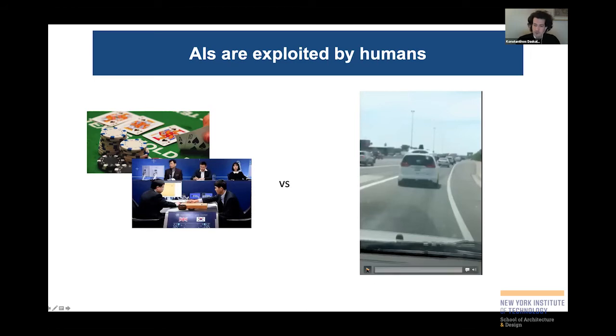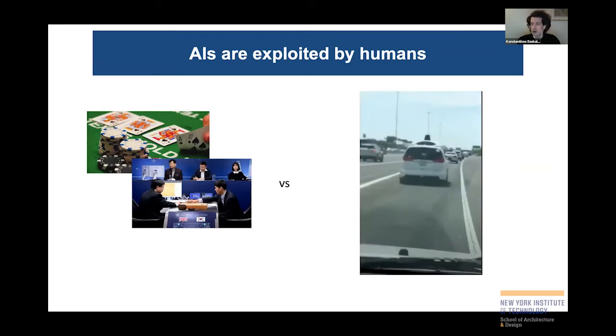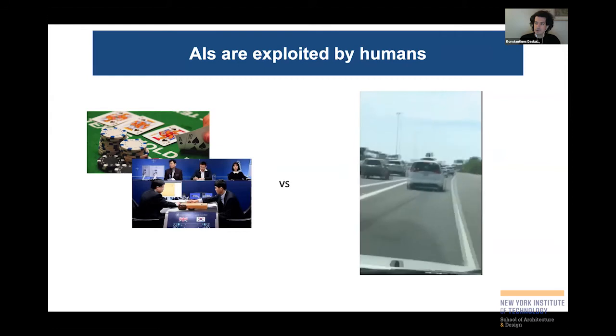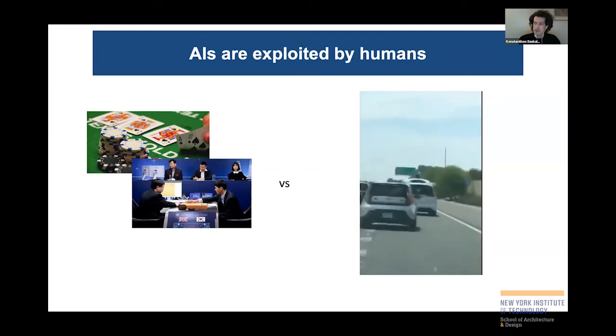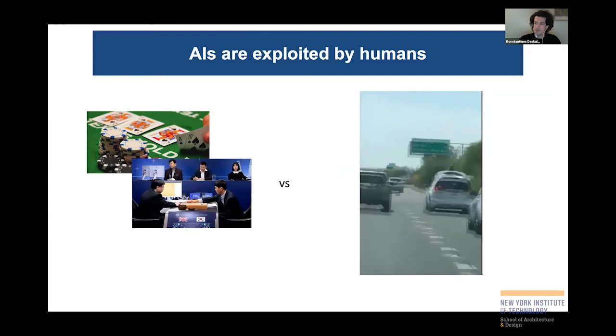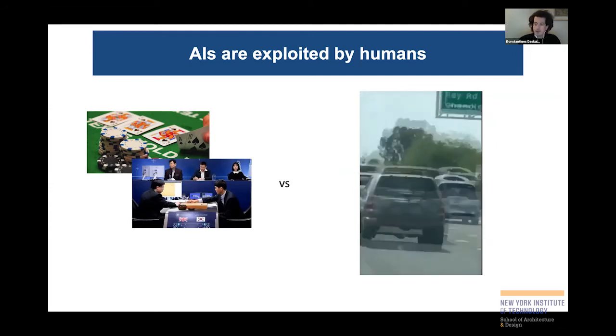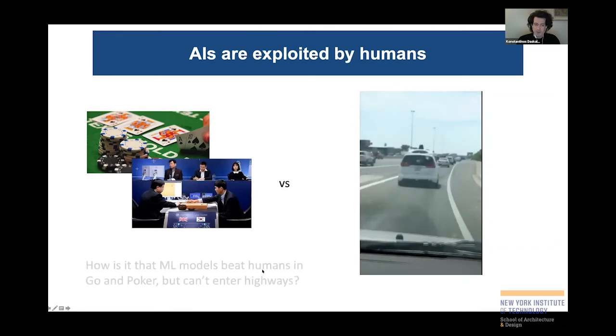The video you see here on the right is showing a Waymo car that is trying to enter a highway, but which is being antagonized by human drivers, so much so that it abandons the attempt, exits the highway, and tries again. And my question is, how come machine learning models can beat humans in very, very difficult games that you and I, or most of us at least, cannot play super well, yet they cannot beat humans in other games that you and I can play reasonably well? What is it that makes a machine learning model play some hard games very well and some easier games worse?